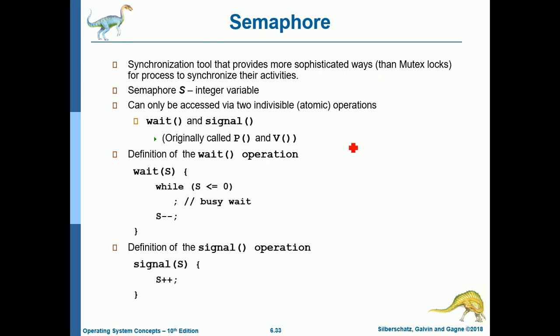Originally, in previous versions of this lesson, the functions were P and V, but to be more descriptive, they used wait and signal. The definition of the wait operation is: wait(S), while S is less than or equal to 0, busy wait, and then S minus minus. And the definition of the signal operation is: signal(S), S plus plus.